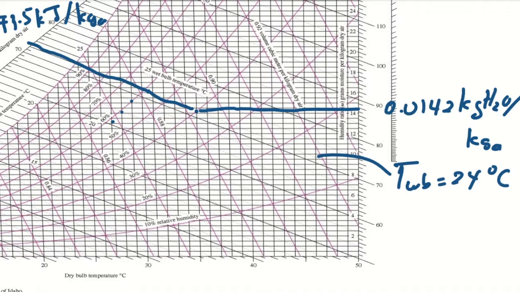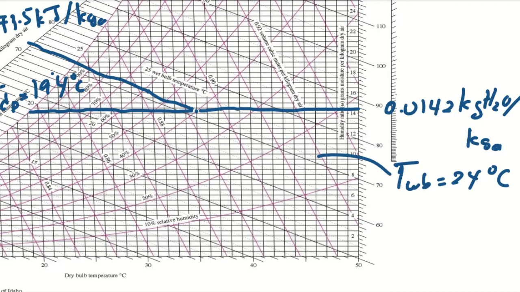Next, if you want to find the dew point temperature, remember dew point temperature can be found like this. You need to draw a straight line from the air properties line to this one. So this is actually the dew point temperature. So T dew point is around 19.4 degrees.